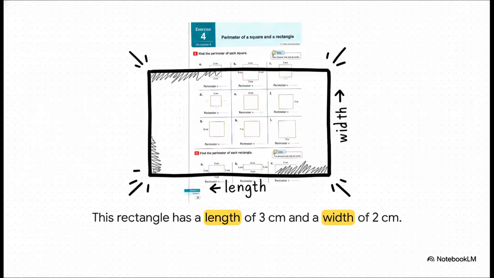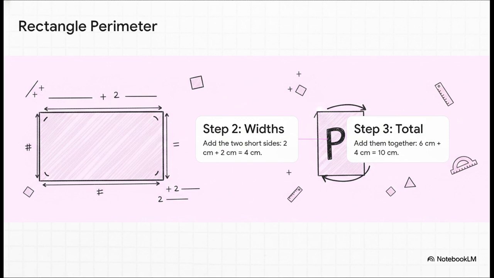Let's check out this example. We've got a length of 3 centimeters and a width of 2 centimeters. But don't forget, that means there's another 3 centimeter side opposite the first one and another 2 centimeter side across from the other. So to find the perimeter, we can first add up the 2 long sides.